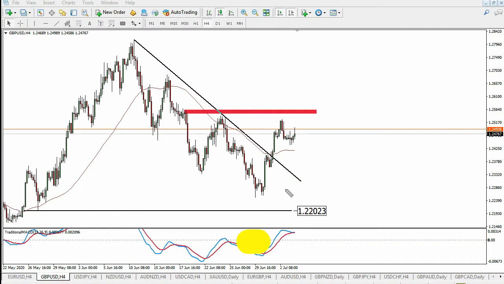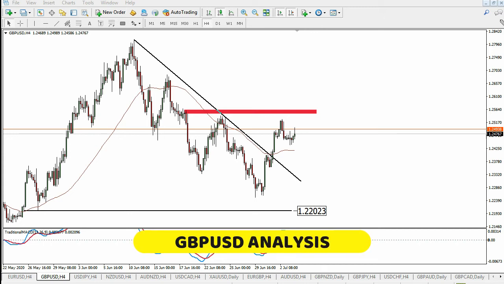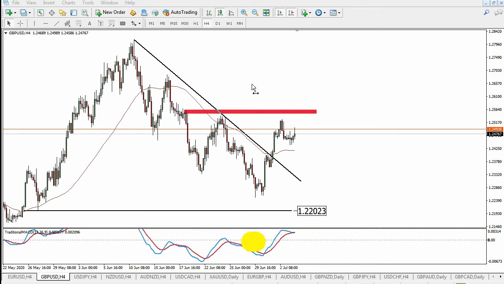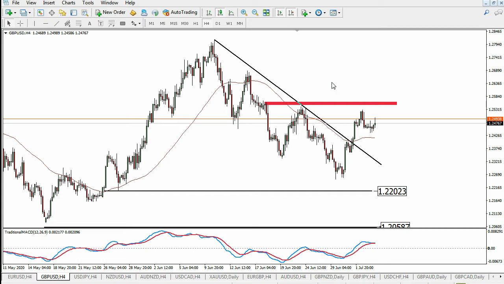So this is the GBPUSD chart, Pound USD. Last week I told you that the price may test this level before going up, but price was moving without hitting our target and went up sharply. So what will be the next move?